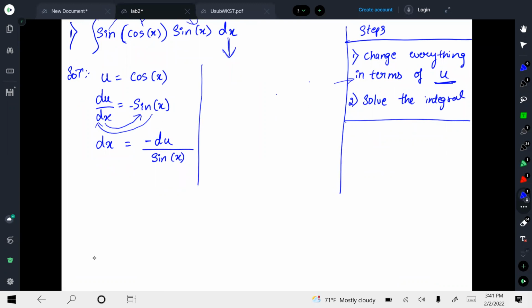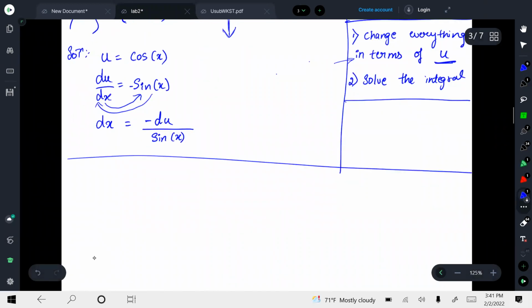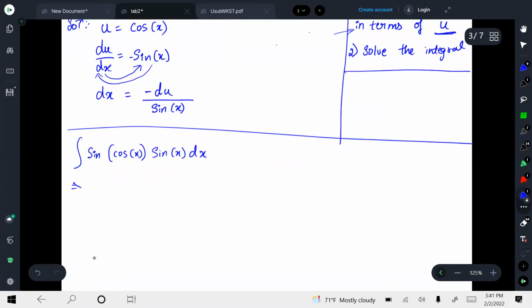After doing the u substitution, now coming back to the problem. This is the main problem now. Integration sine of cos of x into sine of x into dx. Now we know that I have substituted u as cos x. That means you are going to write u wherever you have cos x. I have sin x, but I do not have any substitution for sin x, so I will keep it as it is. But I have derived what is dx here, so I will substitute dx as minus du by sin of x.